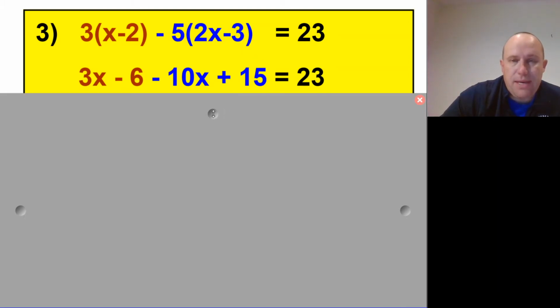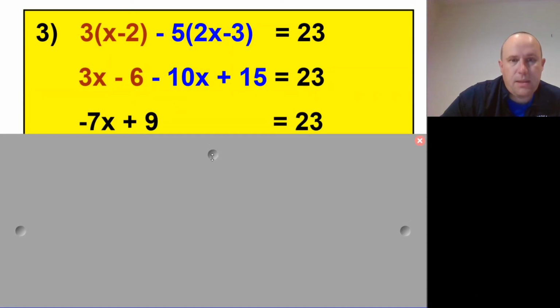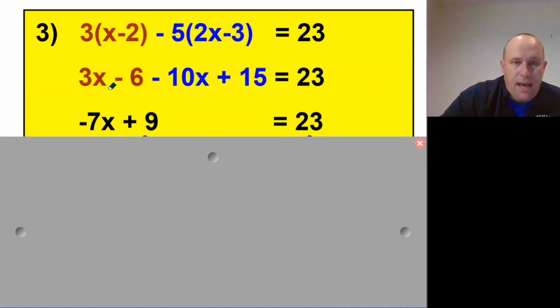Now here's where people do get confused. I am not moving things from one side of the equation to the other side right now. I am just focused on this left-hand side of the equation, and I'm going to collect my terms together that are like terms. Kind of like the homework that we did from the textbook, where we had our shapes. So 3x take away 10x, I can actually simplify: negative 7x. And negative 6 plus 15 is positive 9, so I'm going to put plus 9.